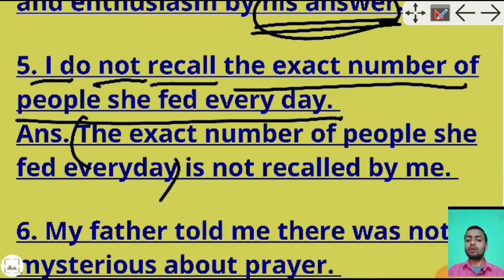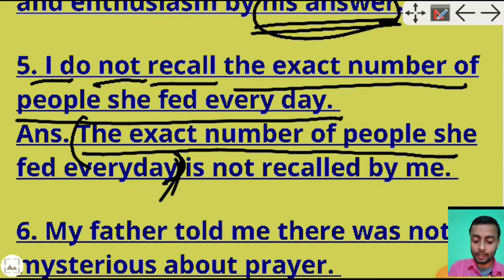অনেক ছেলেদেরই এই জায়গায় সমস্যা হয় যে অবজেক্ট বলতে তারা হয়তো ছোট্ট একটা পার্ট, একটা শব্দ, একটা ওয়ার্ডকে খোঁজে, কিন্তু সব জায়গায় তা হয় না। কখনো কখনো একটা ফ্রেজ বা কখনো একটা ক্লজ পুরোটাই একটা সাবজেক্ট বা অবজেক্ট হতে পারে। সো এখানেও ঠিক সেই রকমই এক্সাম্পলটা, আর সেই জন্যই এটাকে আমি সেকেন্ড লেভেলে রেখেছি। The exact number of people she fed every day, this whole part is the subject.